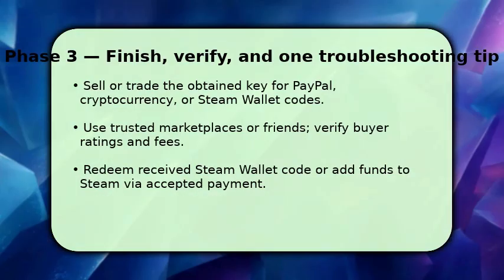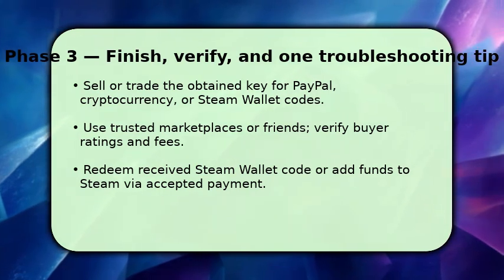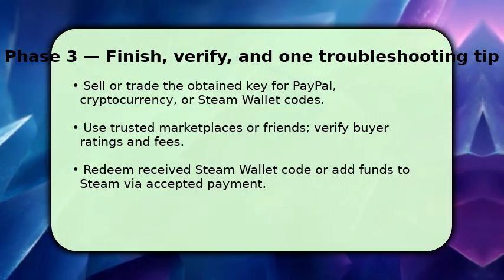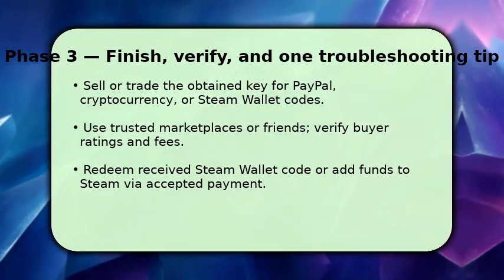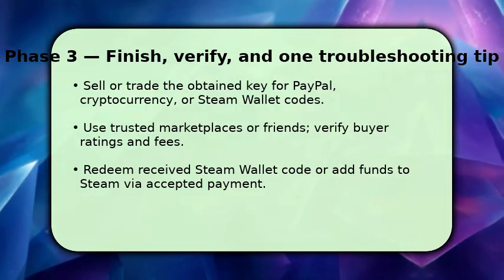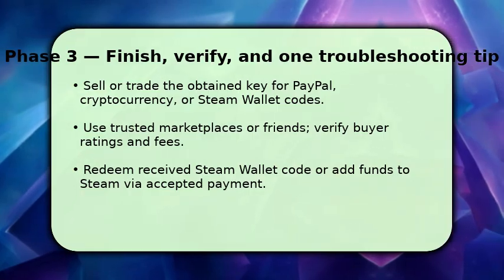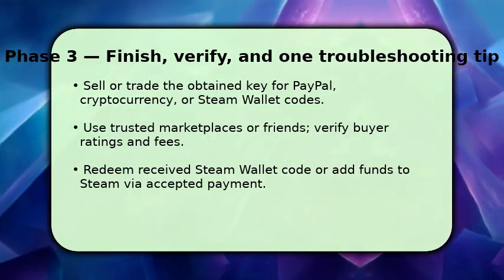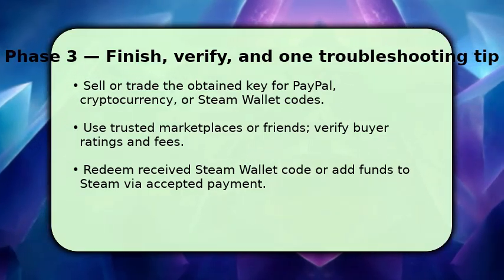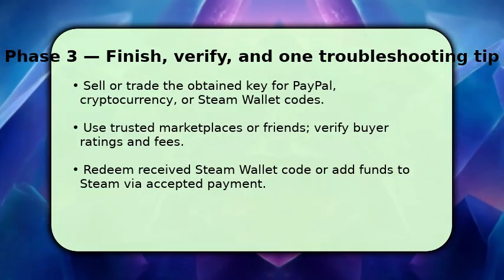Finish by converting that transferable asset into Steam funds. Sell or trade the key on a reputable marketplace or to a trusted contact for PayPal, cryptocurrency, or a Steam wallet code. Make sure to factor fees and wait for confirmed payment. Once you have a Steam wallet code or receive funds through an accepted payment method, redeem it in Steam or purchase Steam wallet codes to add funds. If anything goes wrong, check transaction, receipts, and payment confirmations first, then contact the marketplace support.